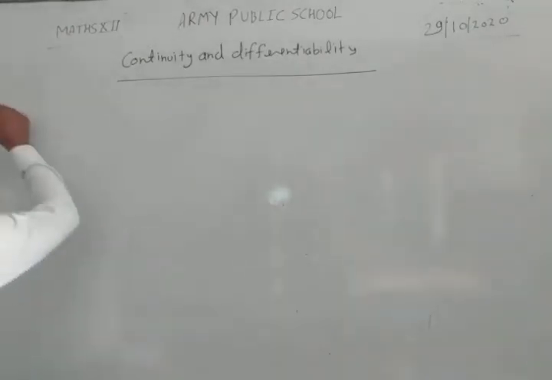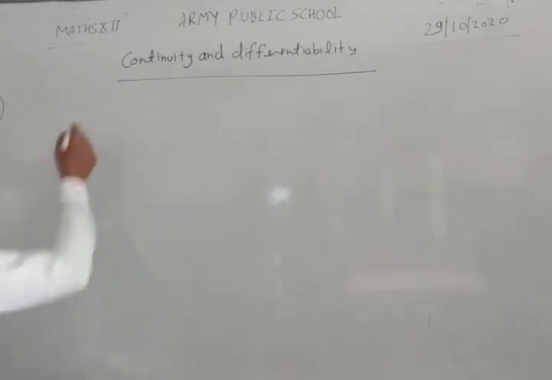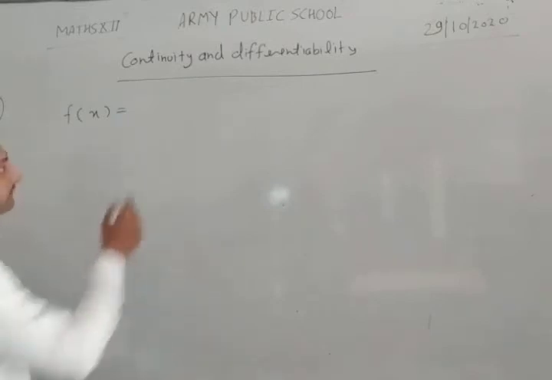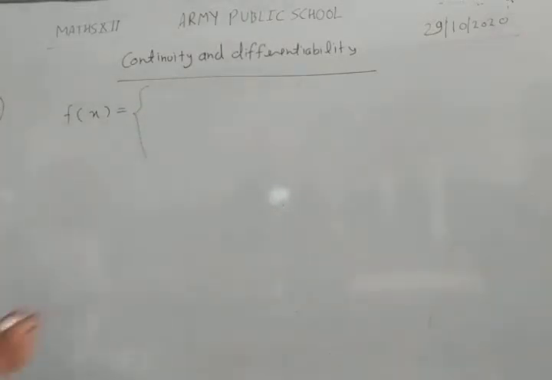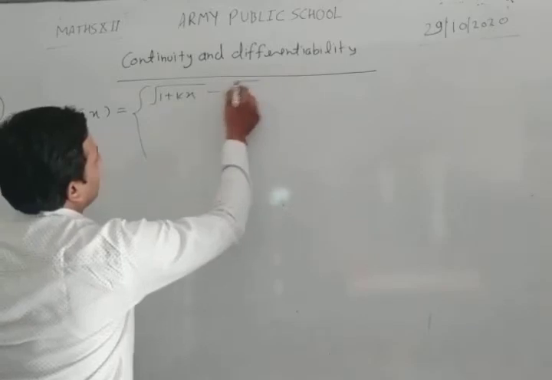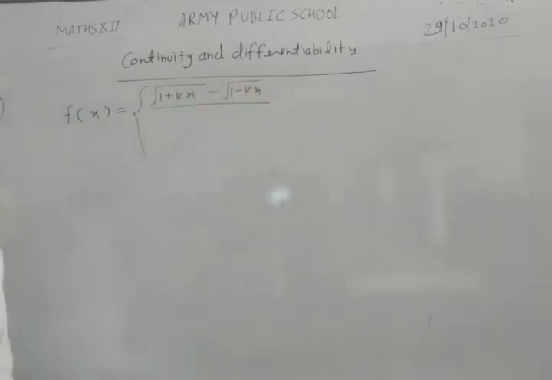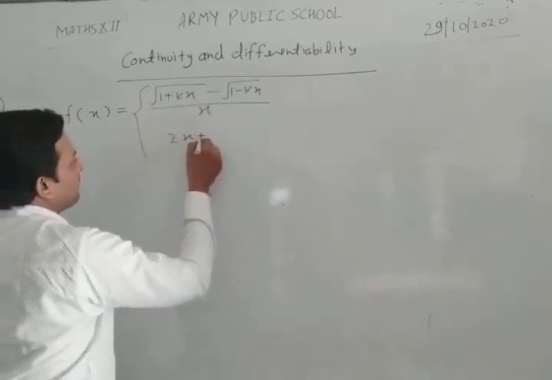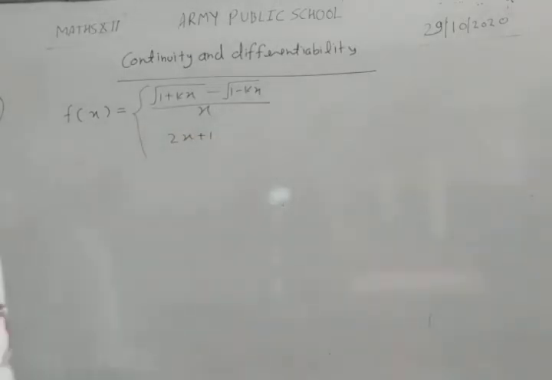First question is: find the value of k for which our function f(x) is equal to (under root 1 plus kx minus under root 1 minus kx) divided by x, and divided by 2x plus 1, divided by x minus 1.